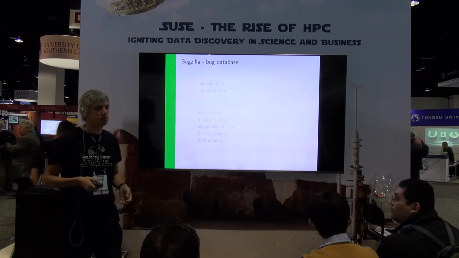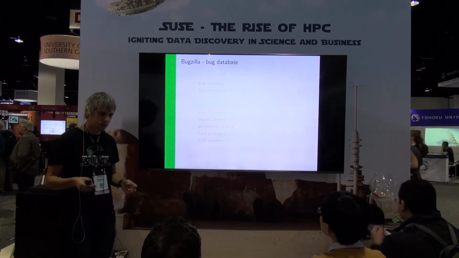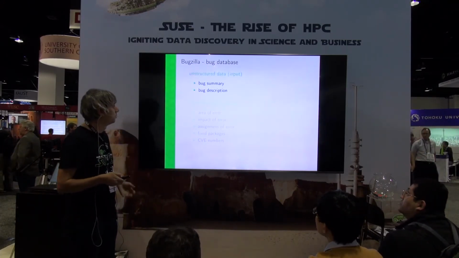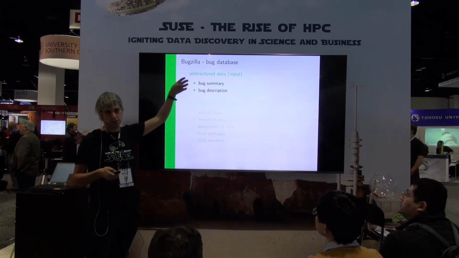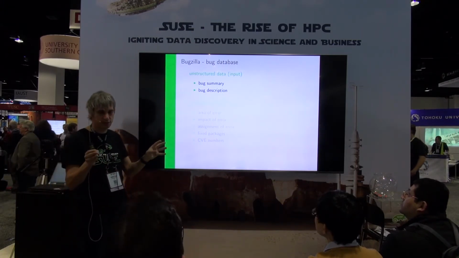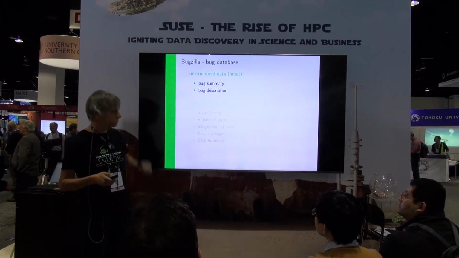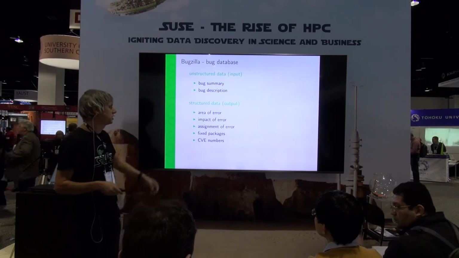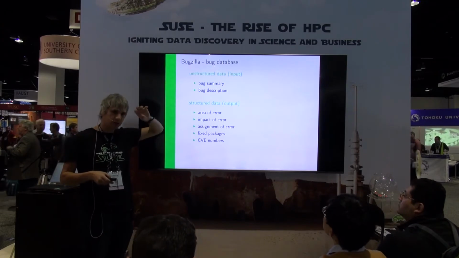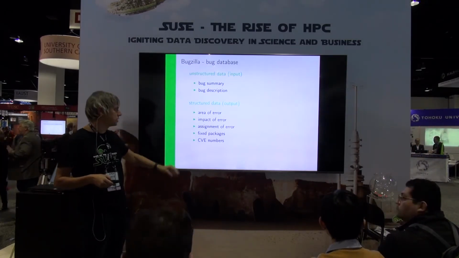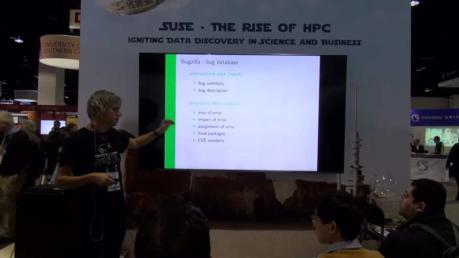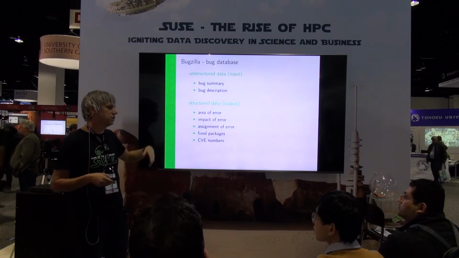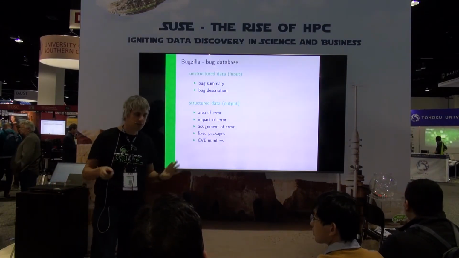So the Bugzilla thing. Bugzilla is our open bug database, so every bug someone reports goes into Bugzilla. Which means we have unstructured data at the start, which means we have the bug summary, which is just the title, and then we also have the bug description. And then if the bug is closed or fixed, then we have really structured data, because then the bug is triaged, so we know in which area the bug was, if it was a really high impact bug, the importance of the bug, we know who resolved it, which packages were fixed, and we also perhaps know CVE numbers or something else like this.